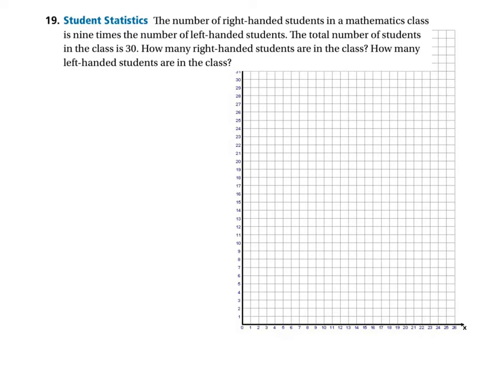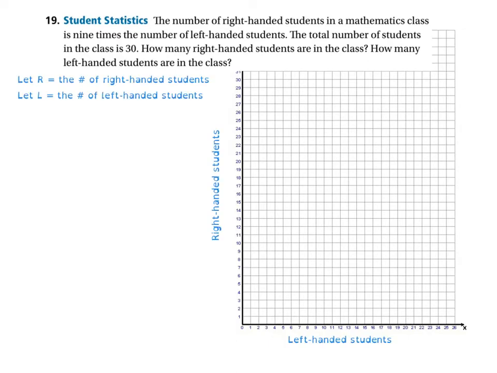So what we can do is say, first we need to identify the variables, okay? So let R equal the number of right-handed students and let L equal the number of left-handed students. Okay, so here we go. We've got left-handed students on the x-axis, right-handed students on the y-axis. And there's no real one influences the other. It just happens to be you need one for the other.